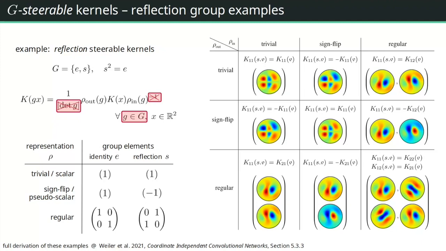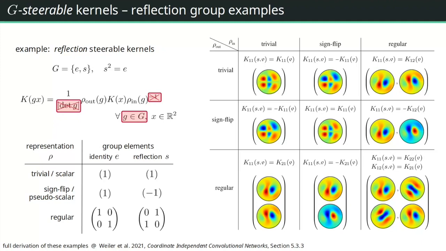Then we have a sign flip representation, which corresponds to what physicists call a pseudo-scalar field. That's again a one-dimensional representation, which assigns the identity to the identity group element, but it multiplies with minus one if you're reflecting. So you would get out feature fields which, if you reflect them, each pixel goes to a new position, but it also becomes negative in its value. While the scalar field is reflected, but the field value does not change.